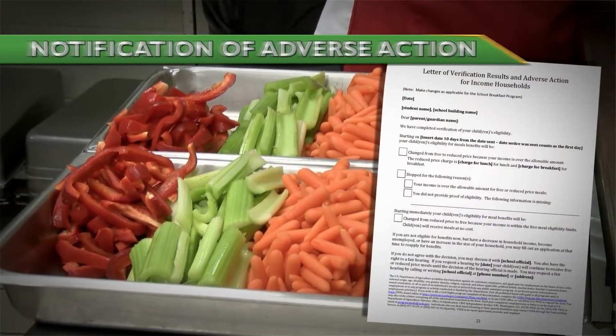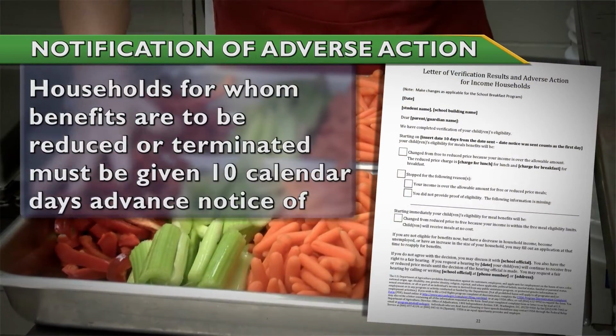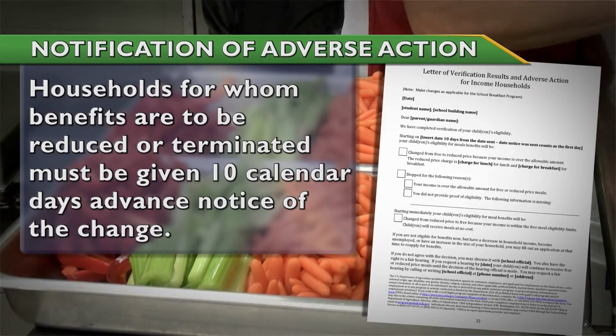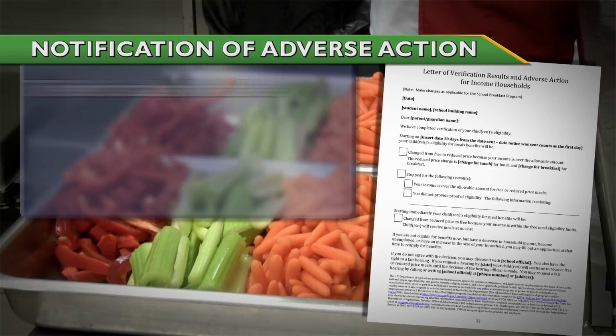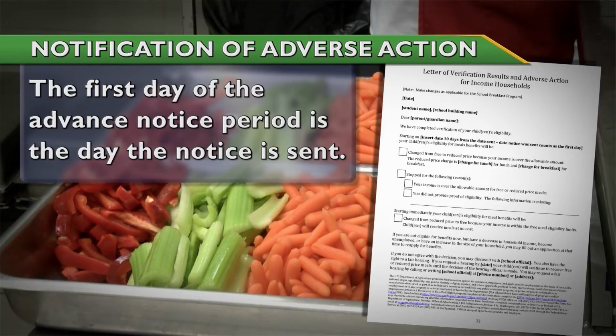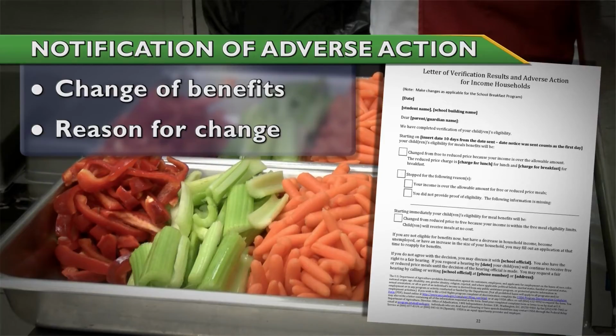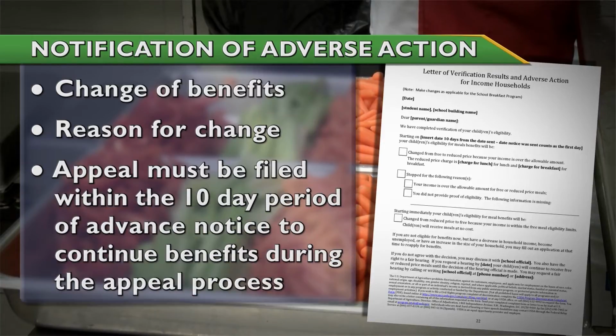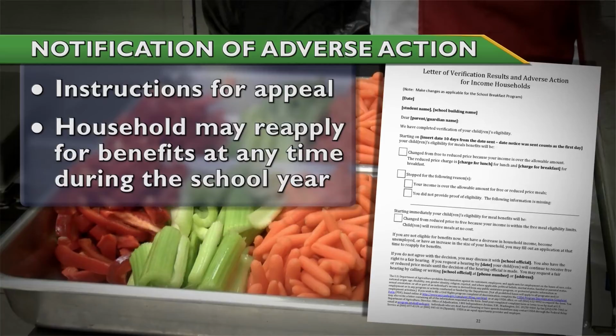All households for whom benefits are to be reduced or terminated must be given 10 calendar days advance notice of the change. The first day of the advance notice period is the day the notice is sent. The notice must advise the household of the following: the change in benefits, the reasons for the change, that an appeal must be filed within the 10-day advance notice period to ensure continued benefits while awaiting a hearing and decision, instructions on how to appeal, and that the household may reapply for benefits at any time during the school year.